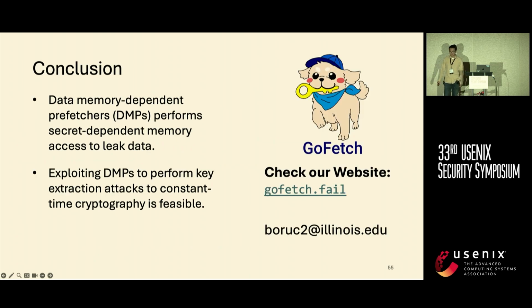Finally, we conclude that the DMP performs secret-dependent memory access to leak the data, and exploiting the DMP to perform key extraction attacks against constant-time cryptographic implementations is feasible. Please check out our website, and thanks for listening.